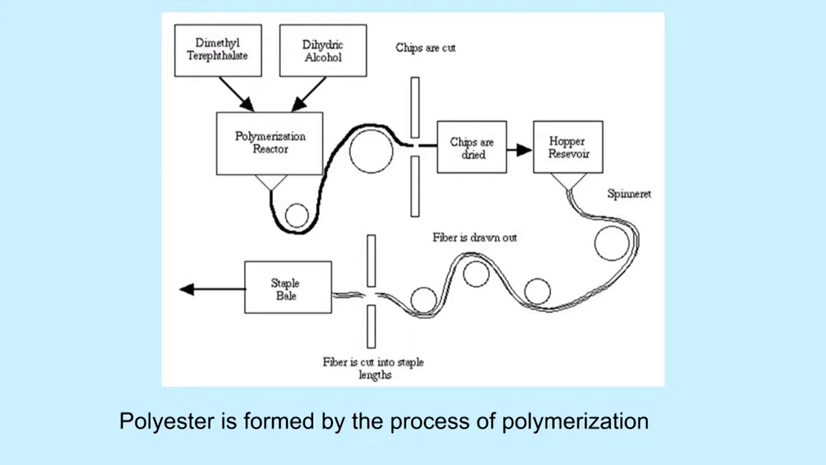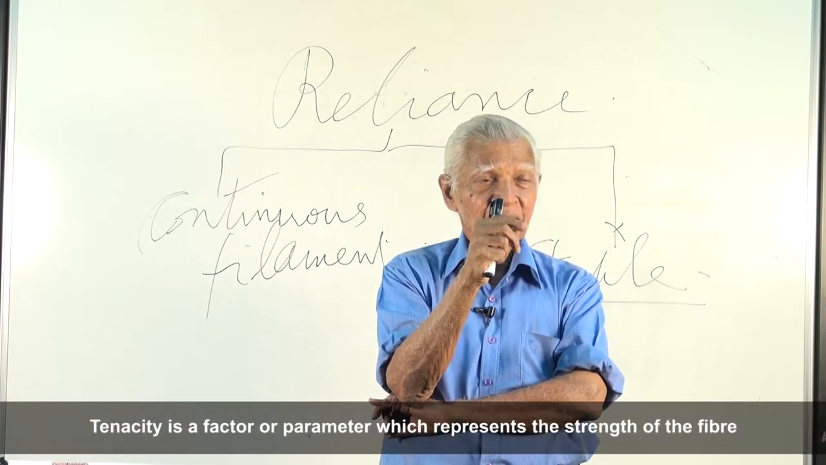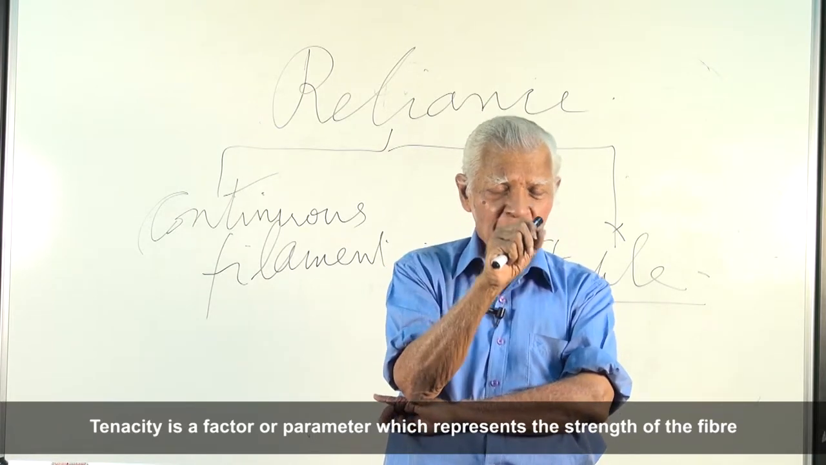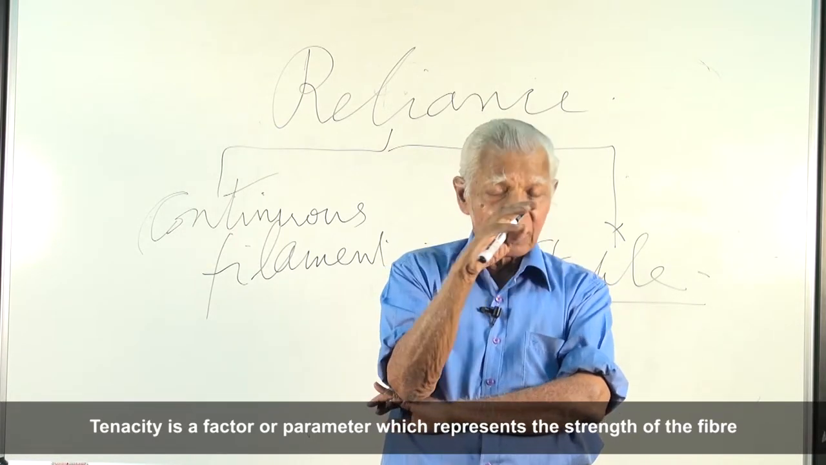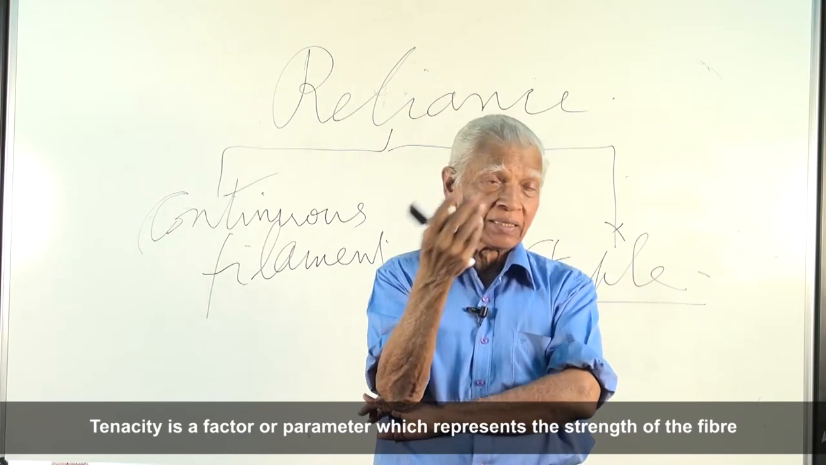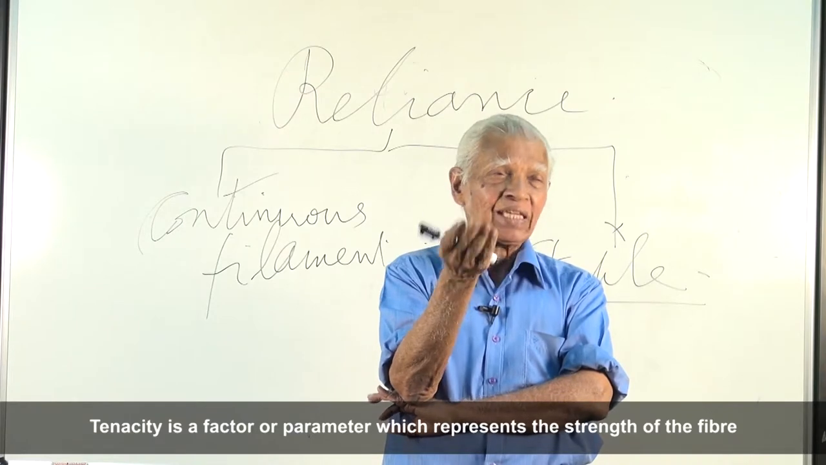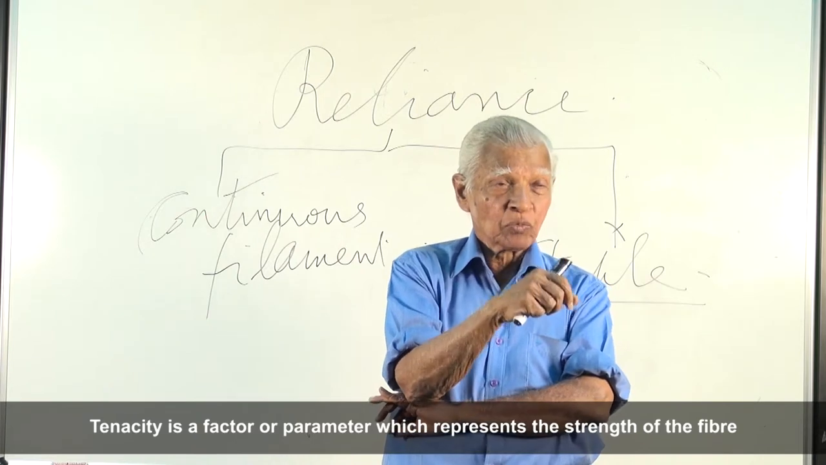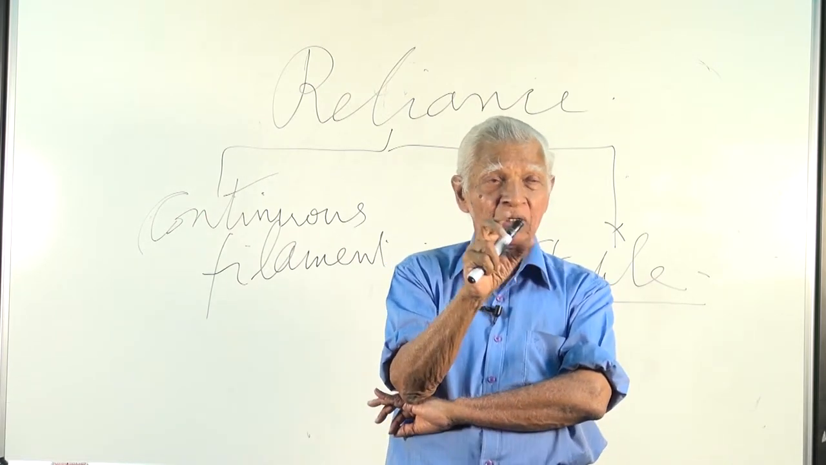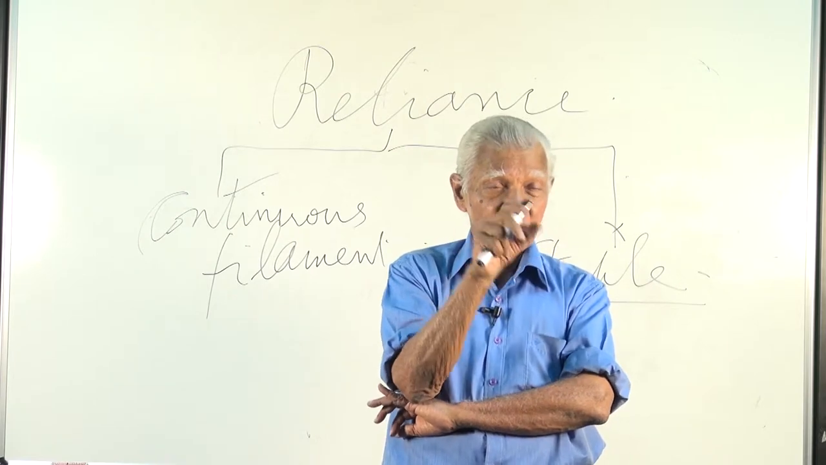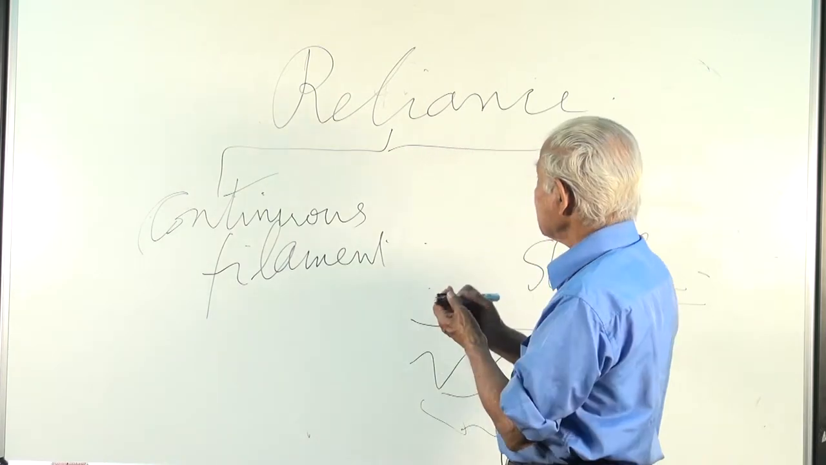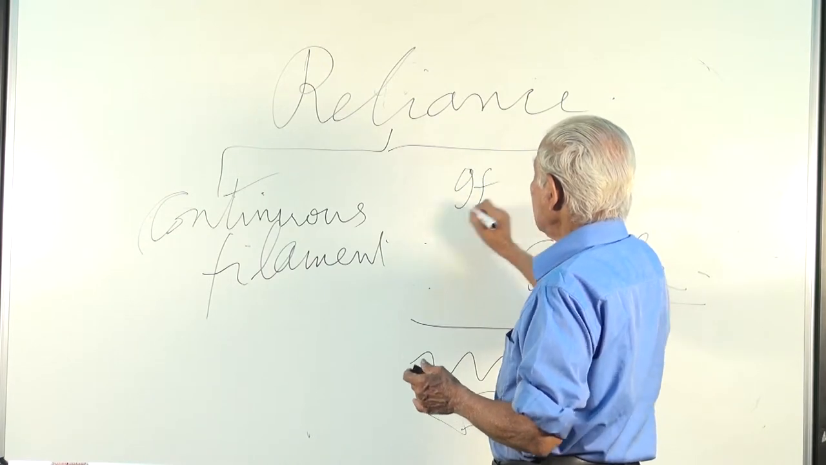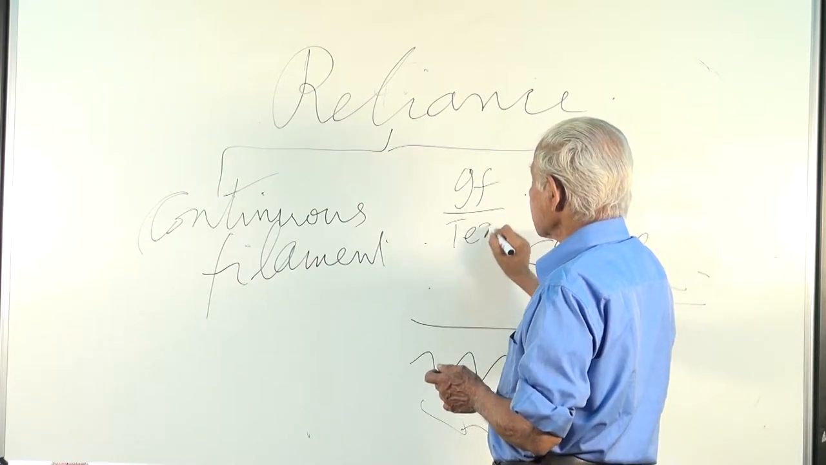For example, a high tenacity fiber. Now, I must tell you what tenacity is. Tenacity is a parameter which represents the strength of the fiber. The higher the value of the tenacity, the higher the strength. It can be represented in many ways. Suppose we take a fiber and go on applying load to it till it breaks, and we find out how much load has been applied to cause the breakage. That load is taken in grams force and it is divided by the tex.